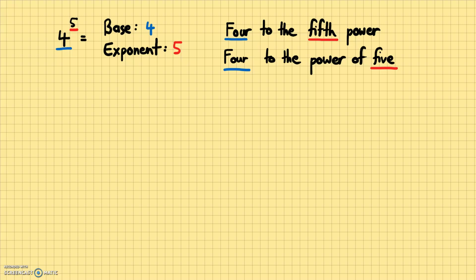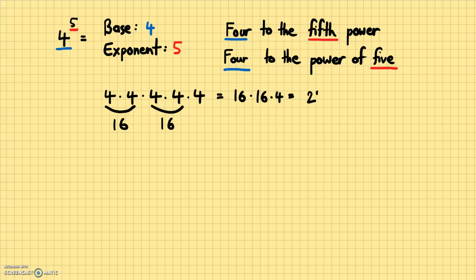And how do you evaluate this? Okay, so that is the same as 4 times 4 times 4 times 4 times 4. Right? So let's pair these up. Let's multiply these together. So 4 times 4 is 16. 4 times 4 is 16. So we can simplify it to 16 times 16 times 4. And if you multiply 16 times 16, you'll get 256 times 4. And if you multiply that out, you'll get 1024. Okay, so this would be the answer for this expression right here.